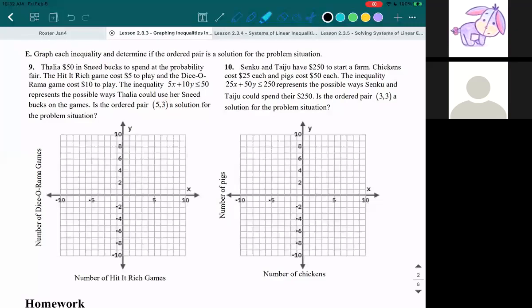All right, welcome to video E. This one, we have to graph each inequality and determine if the ordered pair is the solution for the problem situation. Let's start with number 9.